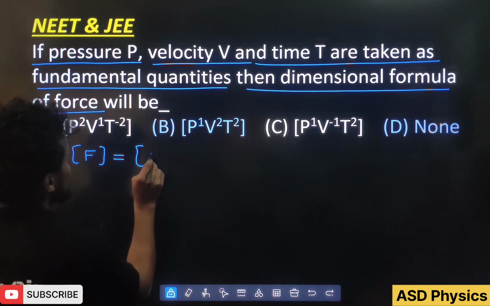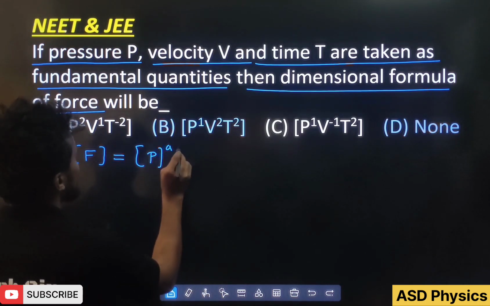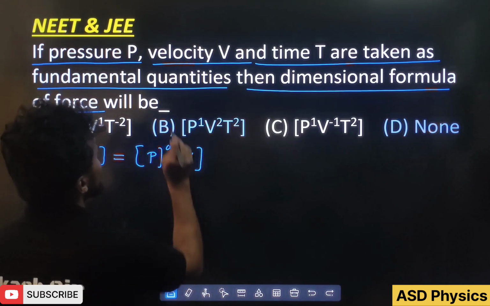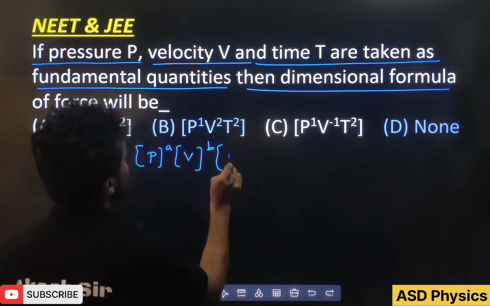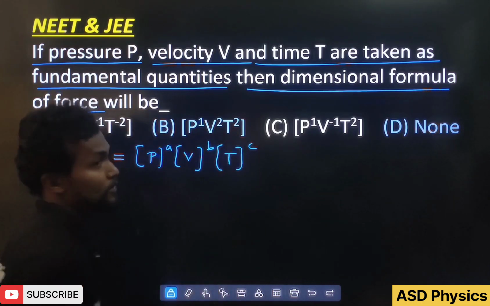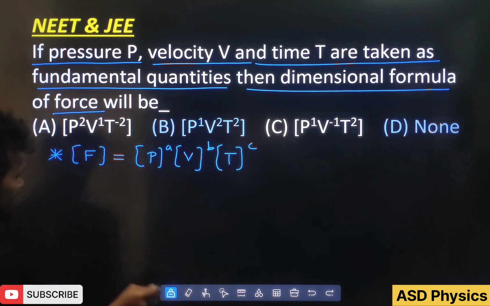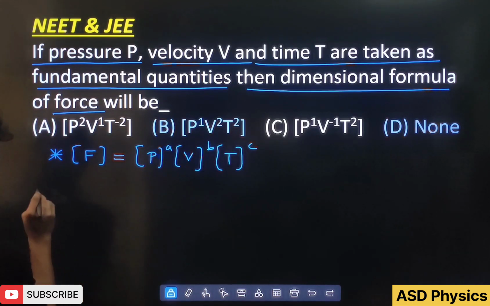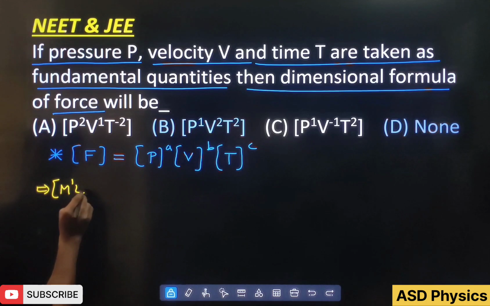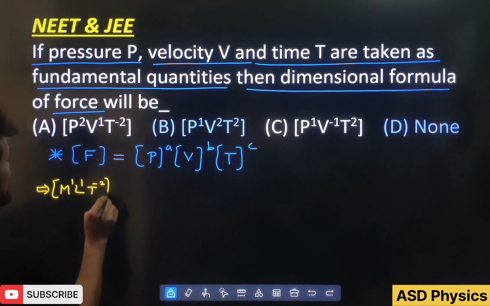So I will write pressure power a, unknown, velocity power b, and time power c. After that, on both sides we are going to write the standard dimensional formula. So force is M power 1, L power 1, T power minus 2.